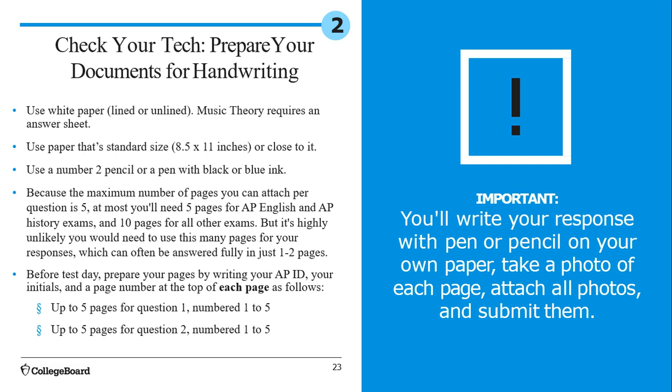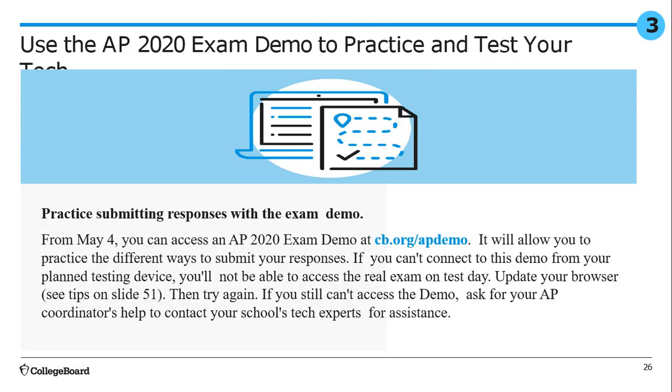Before test day, prepare your pages by writing your AP ID, your initials, and a page number, which is a great idea, at the top of each page. So up to 5 pages for question 1, up to 5 pages for question 2. So these are great things just to have prepped ahead of time, ready to go.